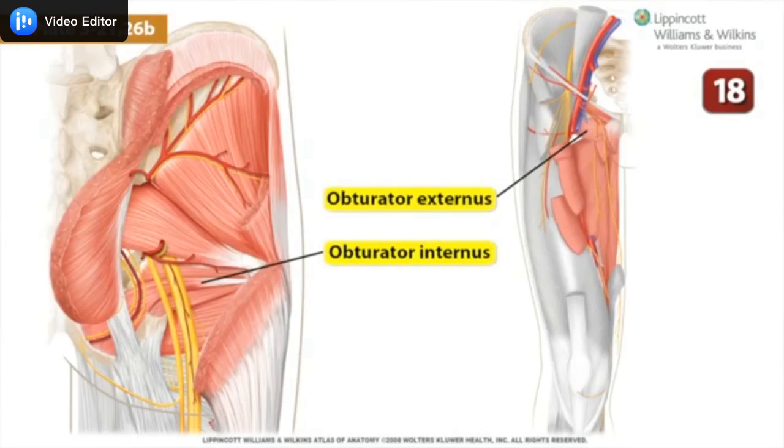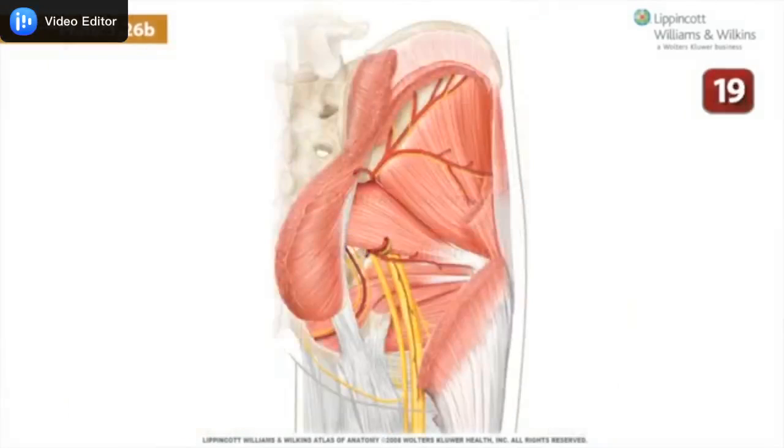The insertion tendon of the obturator externus passes posterior to the neck of the femur and also inserts on the medial side of the superior part of the greater trochanter. The obturator internus and externus muscles are lateral rotators of the femur at the hip joint.